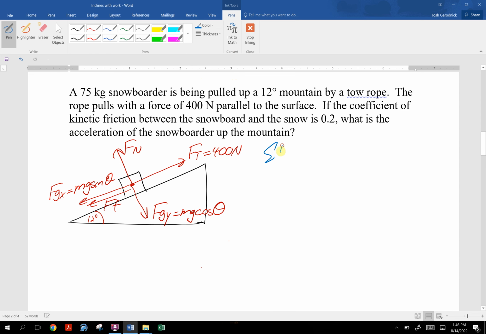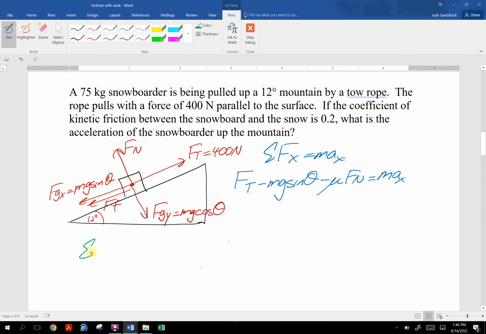I'm going to sum the forces in the x that cause the mass to accelerate in the x. I have the tension force up the hill. I have FGX down the hill, which is mg sine theta. We have the friction force, which is down the hill, which is mu Fn, equals, and that's it. Those are the three forces in the x, equals m a x.